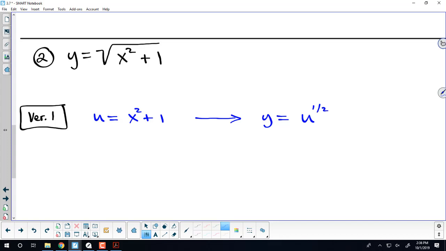Okay. So we have to take the derivative of both of these things, then multiply and resubstitute. What's the derivative of u with respect to x? It's 2x. The derivative of y with respect to u? Okay, right, power rule again. 1 over 2 times the square root of u. 1 over 2 root u, yeah. We can write it that way as well.